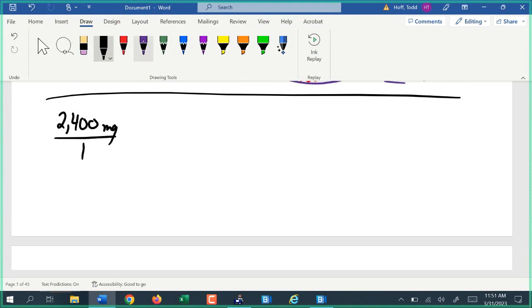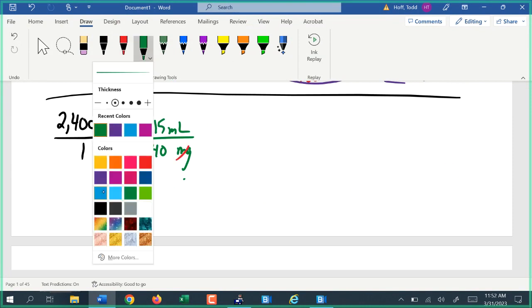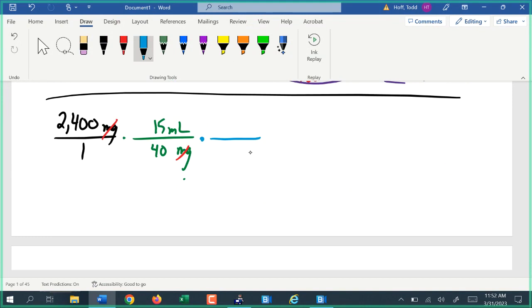And as always, we would have put that over 1. And of course, we need to get rid of milligrams, so we'll put milligrams on bottom. The only thing we have with milligrams is that concentration again, 40 milligrams in 15 milliliters. So the milligrams cancel out. Well, we still have to get rid of milliliters, so I'll put milliliters in there. The only other thing we have with milliliters in it is our drop factor. 1 milliliter is equivalent to 19 drops. So the milliliters are gone.